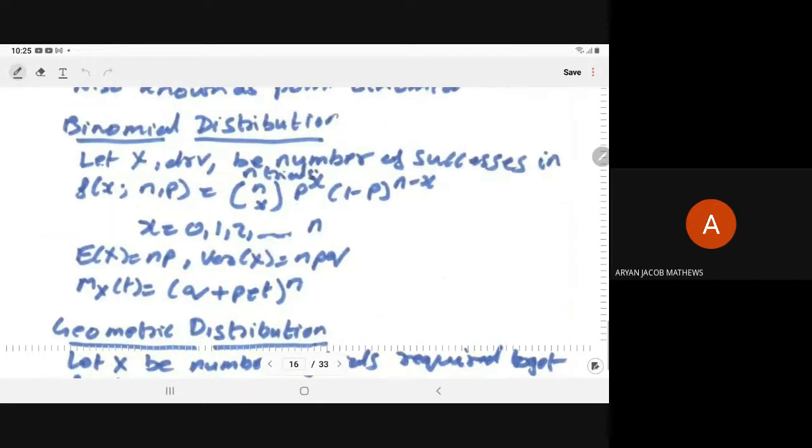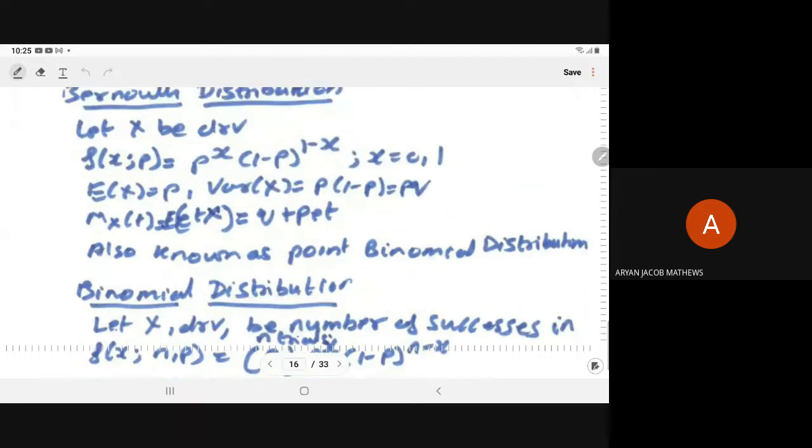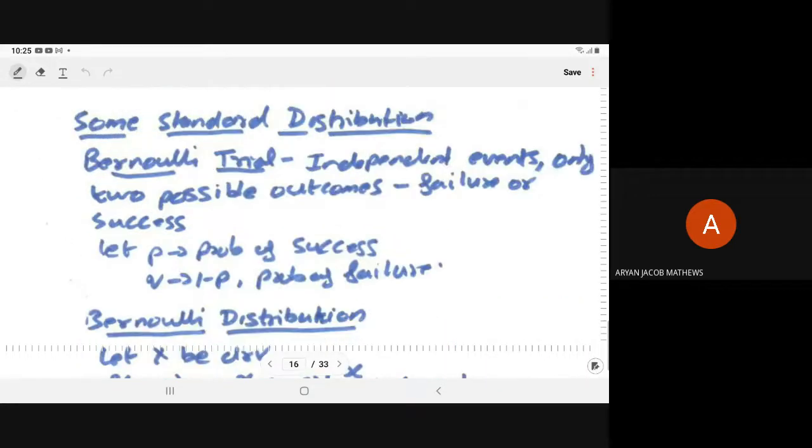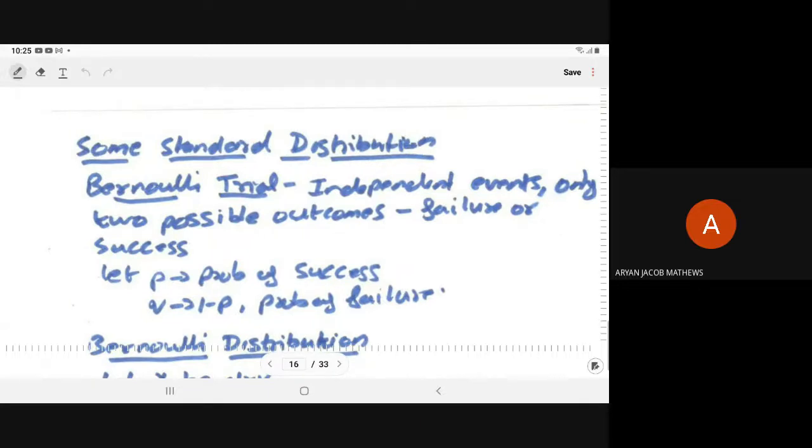Now, as I have told you, we will study many application oriented events, or probabilistic events. For that purpose, first we have to study and know some standard distributions. Then only you can apply these standard distributions in applications. So it is an important part.